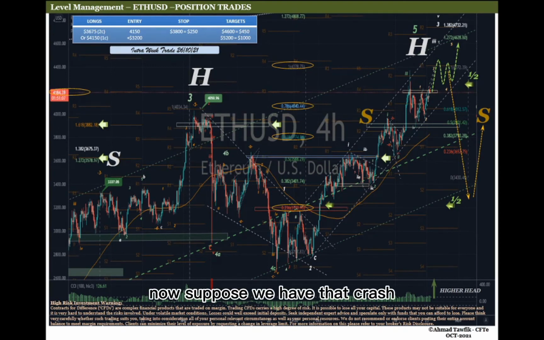Now, suppose we have that crash. We're going to be adding at 3,200. We're going to be averaging 3,675. If the momentum plot is not strong, we will bounce out of level 1 here, showing white. At that point, we're seeing, of course, a head, and we're seeing shoulders, left shoulders shown here in yellow.